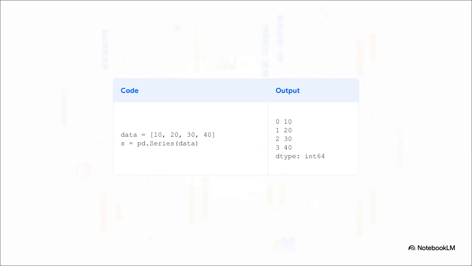Let's look at a real example. We've got this simple list of numbers here. Now, when we pass it to pd.Series, look what happens. On the right, you see our original values, 10, 20, 30, 40. But look at the left side. Pandas did something for us automatically. It created an index. Since we didn't give it any labels, it just said, okay, I'll just use integers starting from 0, just like a normal Python list.